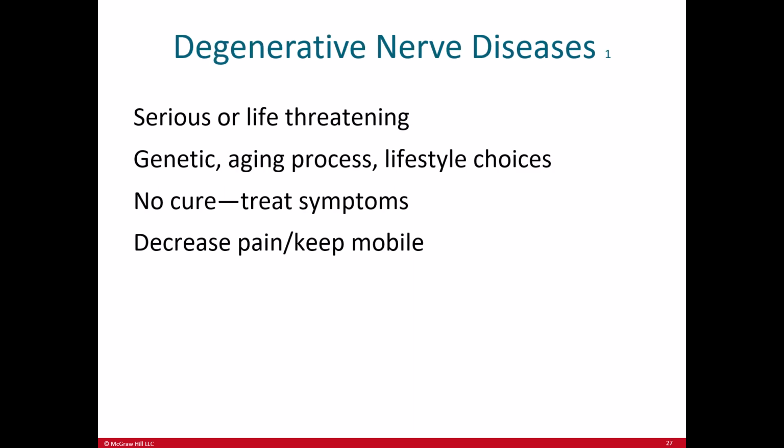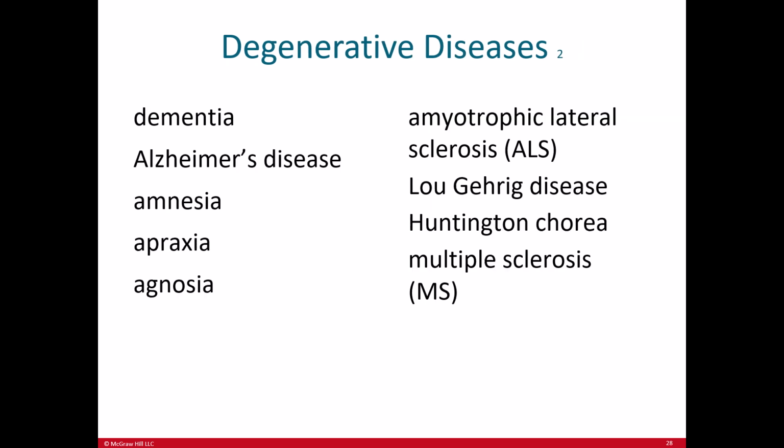All right, degenerative nerve diseases. They're usually serious or life-threatening. They can be genetic. They can be caused by the aging process, or they can be due to lifestyle choices. There is no cure, however, we can treat the symptoms. The main point of treating the symptoms is to decrease pain and to keep mobile. Let's go over some of these degenerative diseases.